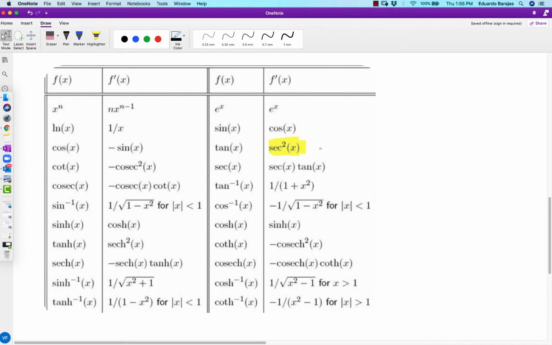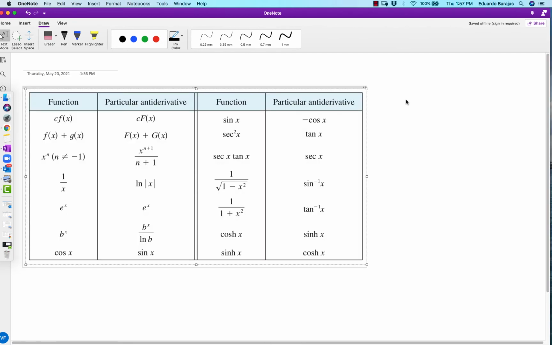So having said that, here's a nice little table of antiderivatives. Okay, so here's a table provided by your author in this book. As I had just pointed out, for example, if you're given secant squared x and you're asked to find a particular antiderivative, the antiderivative of secant squared x is going to be tangent x. And why? Well, because I know that the derivative of tangent x equals secant squared x. Likewise, we saw that the derivative of e to the x is e to the x, so the antiderivative is going to be e to the x.